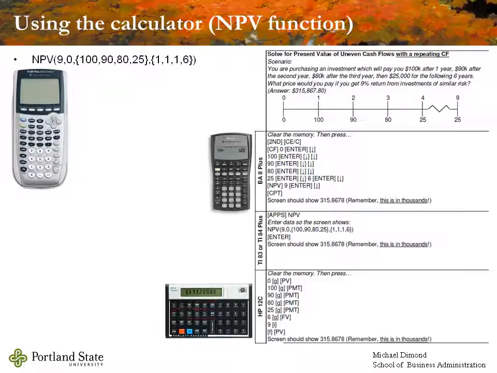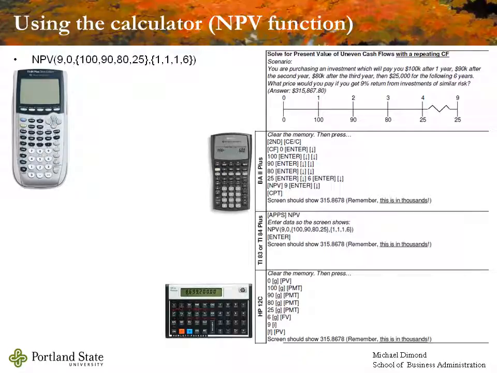On the TI-84 and the 83, we're going to use the same syntax we did before. We pull up the NPV function, and it will give us the opening parenthesis. We just enter a 9, a comma, a 0, a comma, open a set of curly brackets, and enter the numbers that we're interested in, the cash flows that we're interested in, 100, 90, 80, 25. Close the curly brackets, then type a comma, then open another set of curly brackets, and you're going to enter the following instructions to the calculator.